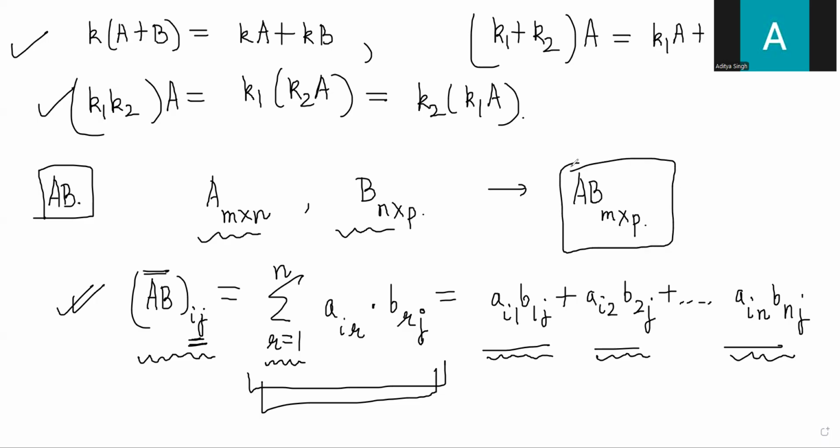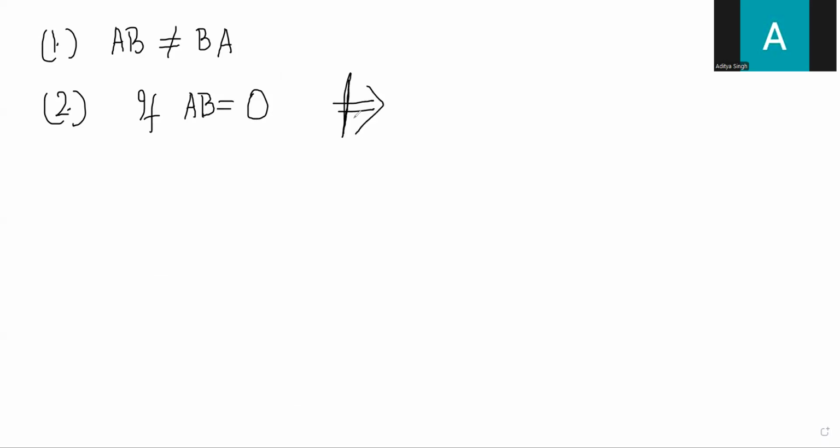Now, sir, what are the properties of matrix multiplication? First property is obviously that it need not be commutative. That's a very important property. Second property is that if the product of two matrices is the null matrix, then it does not imply that one of A or B is zero matrix, right? It is not necessary that if the product is zero matrix, one of them has to be zero matrix.